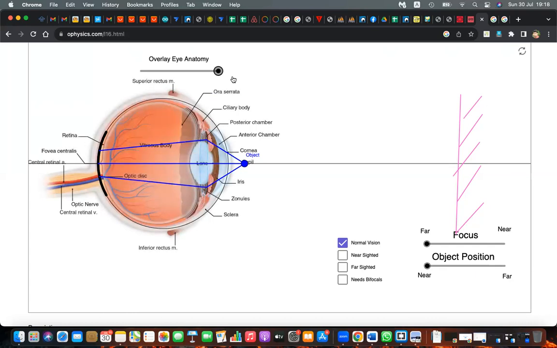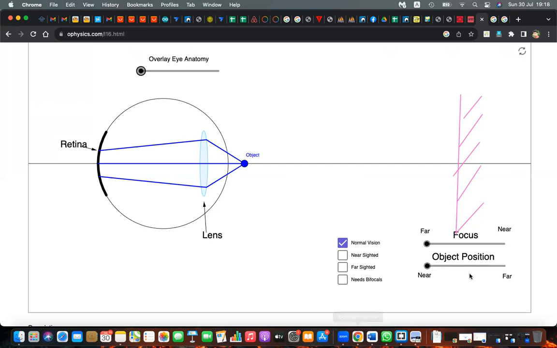This is the eye anatomy you can see. If you want to see that properly, need to change the lens.